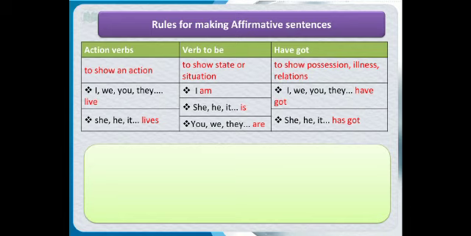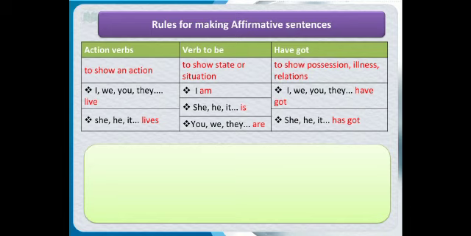In action verb and present simple tense, we use live. It means the first form of the verb we use with I, we, you, and they. And we use the first form of the verb with S or ES when we have he, she, it as subject.